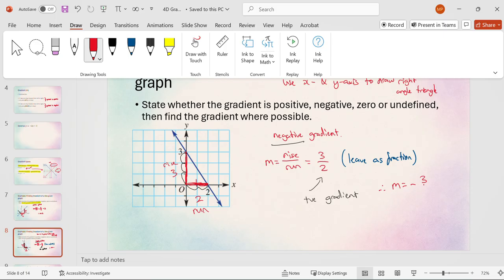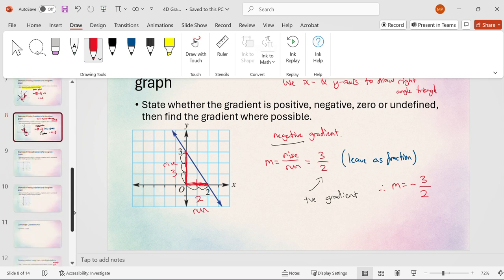Now, it doesn't matter where you put the negative. If you really want to be pedantic about it, put it in the middle between the rise and the run. It doesn't matter. This is the same thing as if I put the negative on the top, and it's the same thing as if I put the negative on the bottom. It does not matter, as long as you have the negative in, but if you really care about appearances, this is the way to go. Okay? So my gradient for this line right here is negative 3 over 2.